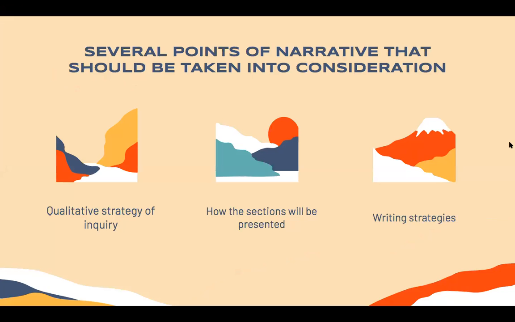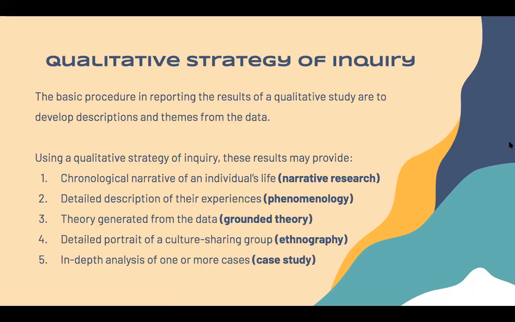So, in a plan for a study, researchers should consider advancing several points about the narrative. These several points include the qualitative strategy of inquiry, how the sections will be presented, and the last one is the writing strategies. In the next slide, I will explain further about these 3 considerations. So the first consideration that researchers should consider is the qualitative strategy of inquiry.